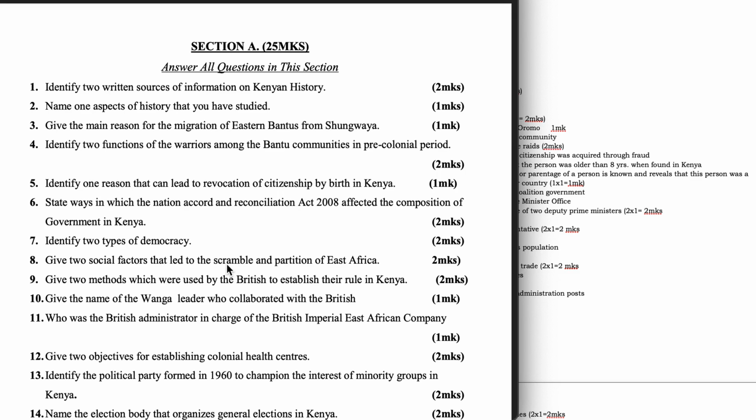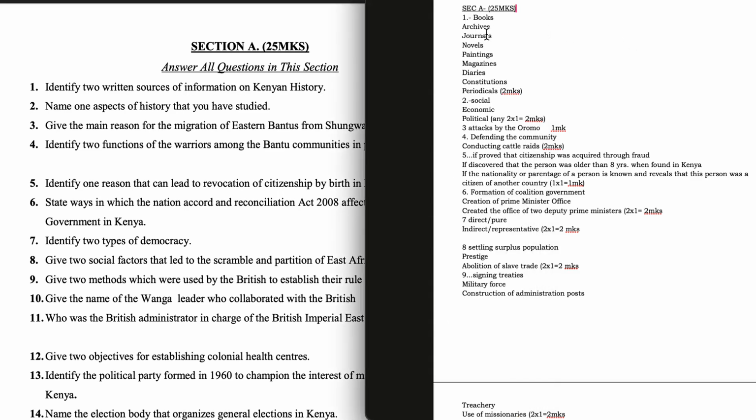Question 1. Identify 2 written sources of information on Kenyan history. We have books, archives, journals, novels, paintings, magazines, diaries, constitutions, and periodicals. You can write any 2.